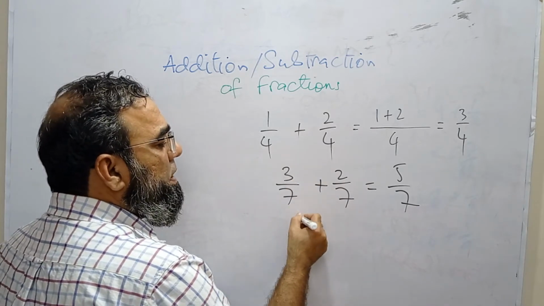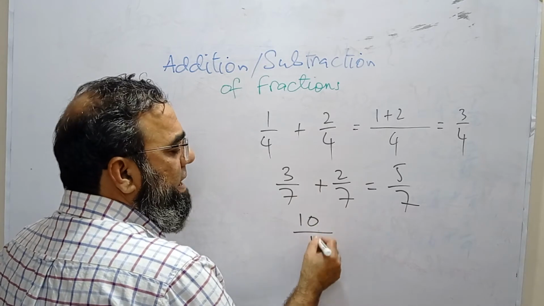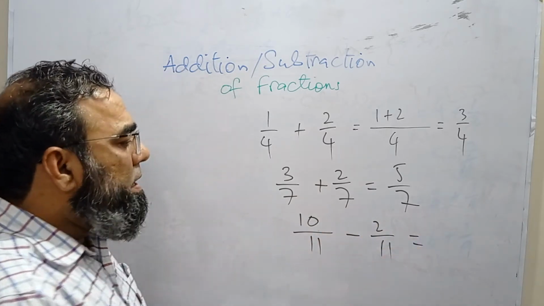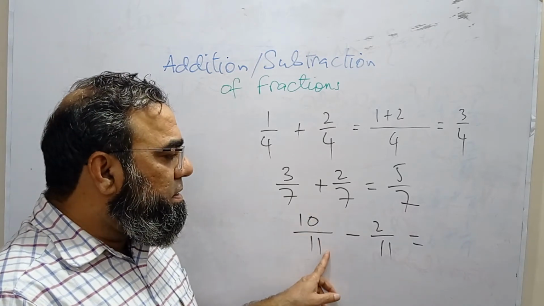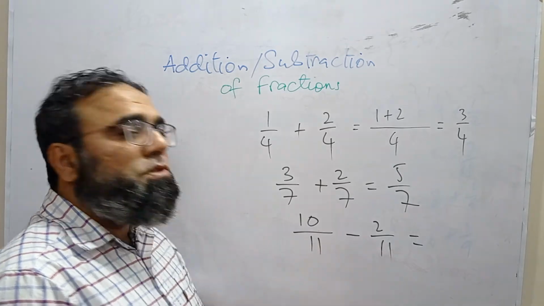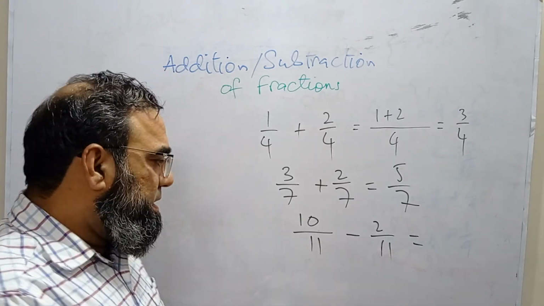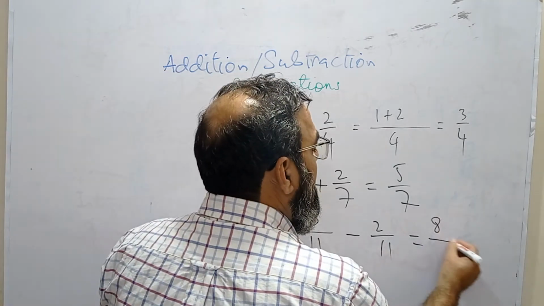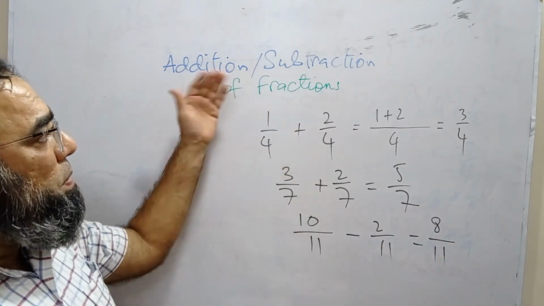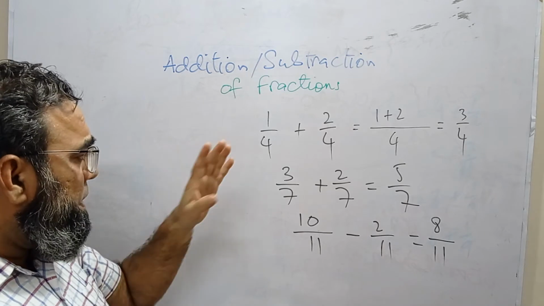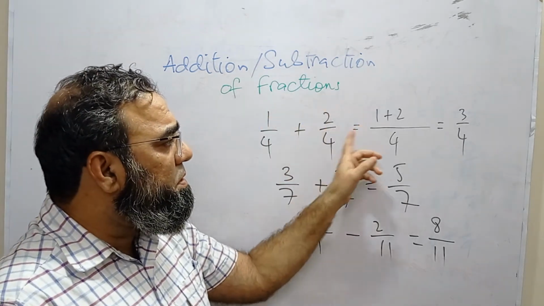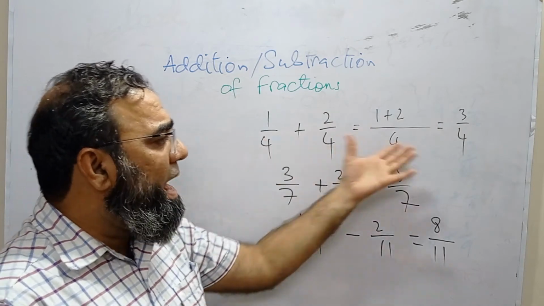For example, you have 10 over 11 minus 2 over 11. You see that this is 10 elevenths and this is 2 elevenths. When you subtract them, your answer is going to be 8 elevenths, so 8 over 11. So when you add or subtract like fractions, you only add up the numerators and you keep the common denominator as it is.